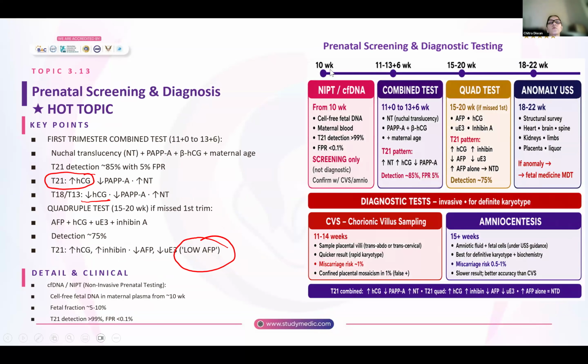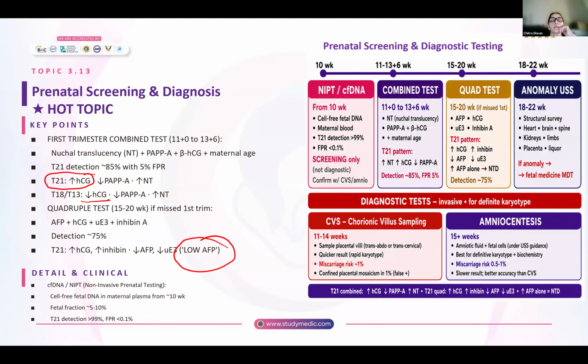At 10 weeks, you will offer non-invasive testing, or you will do cell-free fetal DNA, because we know that from 10 weeks of pregnancy, a little bit of material from the fetus escapes into the maternal circulation. When you draw blood from the mother, in the serum you can get a little bit of the fetal DNA. That can be analyzed, and you can know whether there is any defect in the fetus. Before 10 weeks, the amount of fetal DNA is very less, so it is offered only after 10 weeks.